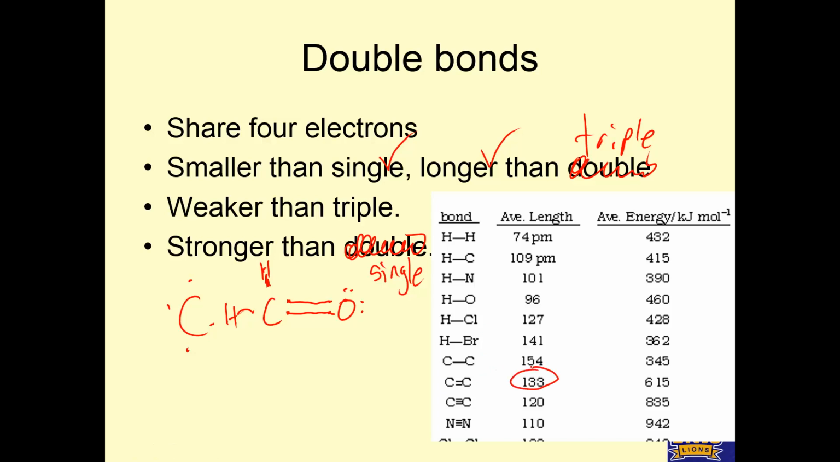And then this shows their strength. So here's a double bond, 133. The length is longer than the triple and shorter than the single. As far as the strength goes, this is strength. You don't need to copy down this chart, but you do need to realize that this works. Energy, right? So the energy to break a double is bigger than a single, less than a triple.